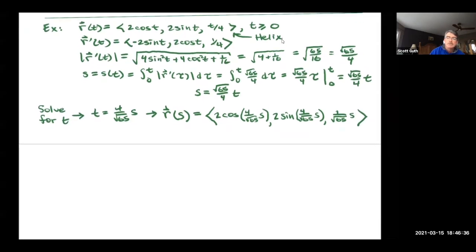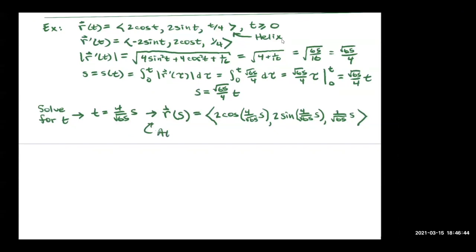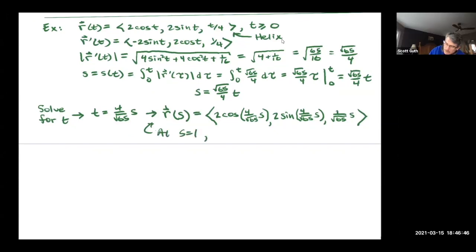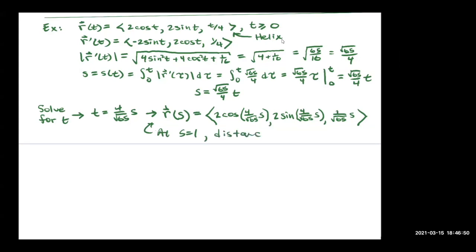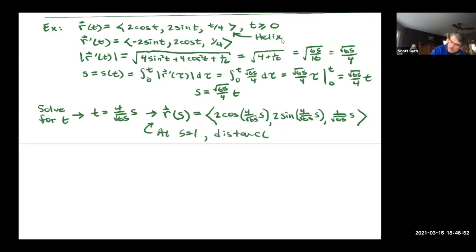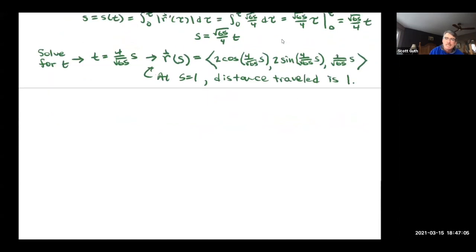Okay, and so on this curve, at s equals 1, distance traveled is 1. So that occurs when you're at r of 1. It's an arc length parameter. It's the same curve. It's still a helix.